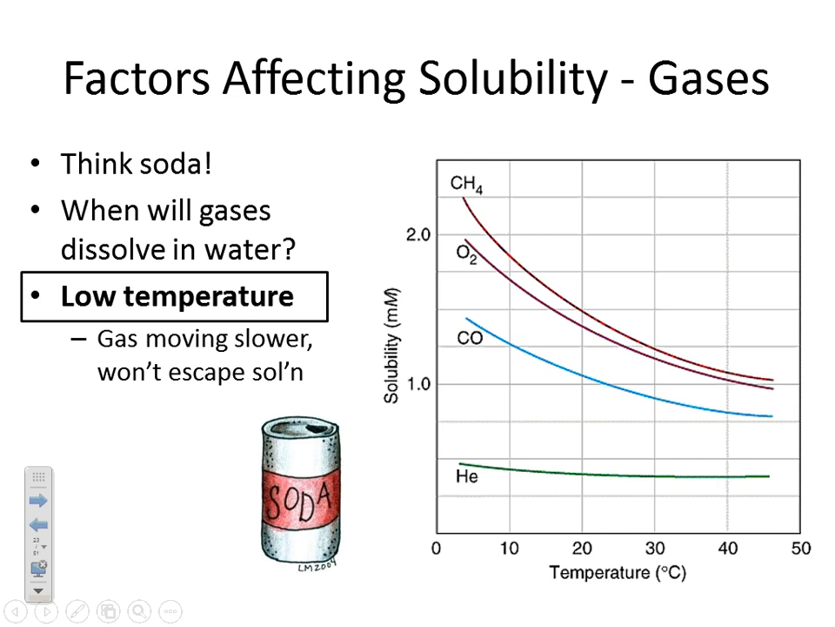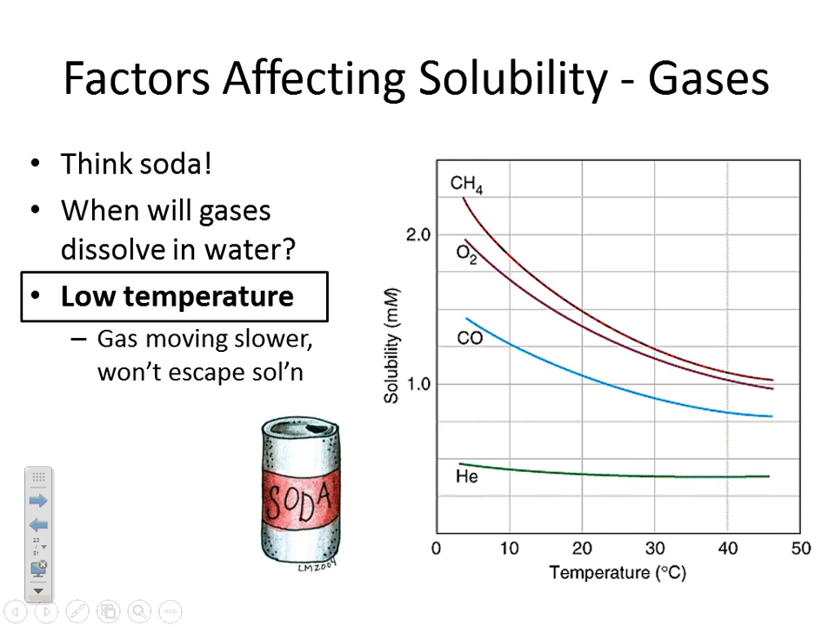And the reason is because the gas particles are simply moving more slowly. They don't have enough energy to escape the liquid. We know that at low temperatures, they have very low average kinetic energy. They don't have enough energy to escape the surface tension of the liquid and leave the solution. So that's why we keep our soda in our refrigerators and not in our ovens. That's why we don't microwave our soda before we drink it, because keeping it cold keeps the gas dissolved.